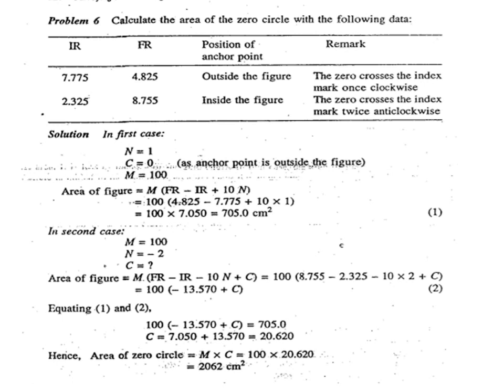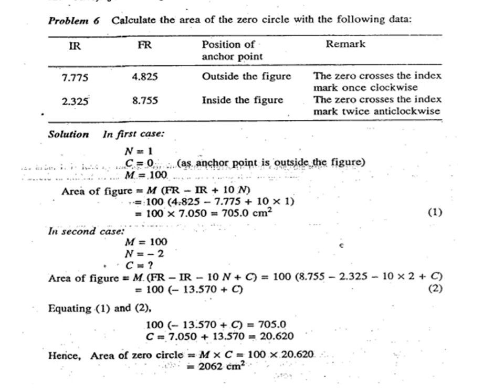So in the first case n equal to 1, C equal to 0 as the anchor point is outside the figure, and m equal to 100. So area of figure equal to m multiplied by FR minus IR plus or minus 10n plus C, where C is 0. Therefore we can substitute the values of m, FR, IR and n to get the area of zero circle, that is 705 cm square.